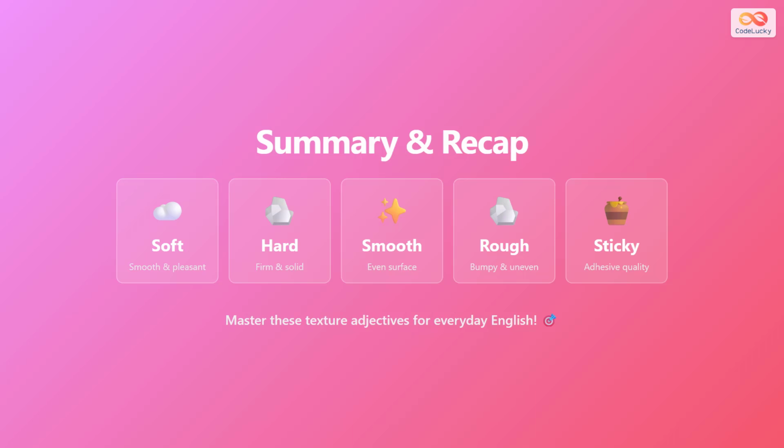Let us recap what we learned today. Soft means smooth and pleasant to touch. Hard means firm and solid. Smooth means having an even surface without bumps. Rough means having an uneven surface with bumps. Sticky means tending to cling or adhere to other things. These 5 texture adjectives are essential for describing how things feel in English. Practice using them in your daily conversations. Master these texture adjectives for everyday English.